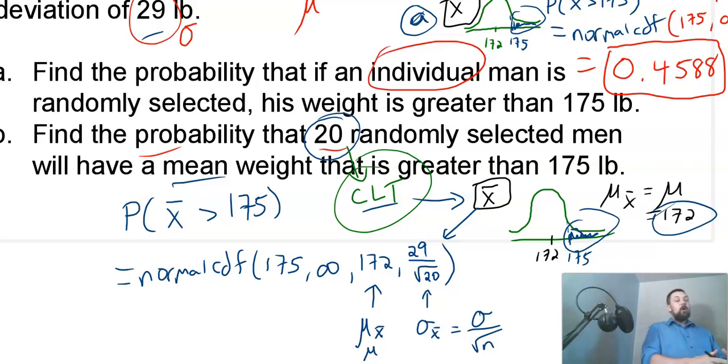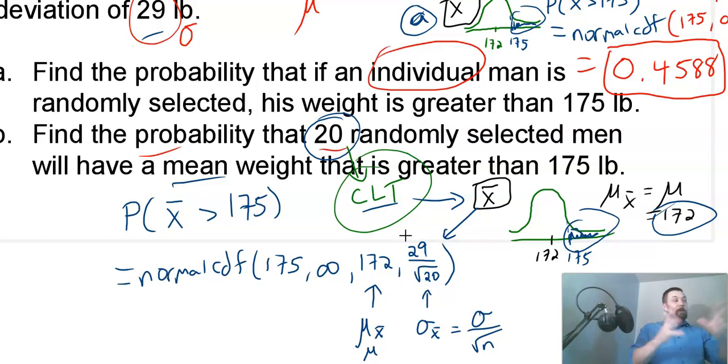Right, so we're shifting the mean and the standard deviation according to the central limit theorem from the mean and standard deviation of the original data set to the mean and standard deviation of the sample means of all possible samples of size 20. Right, and it turns out the mean will stay the mean. It'll stay 172, but it's the standard deviation that will have to be adjusted.